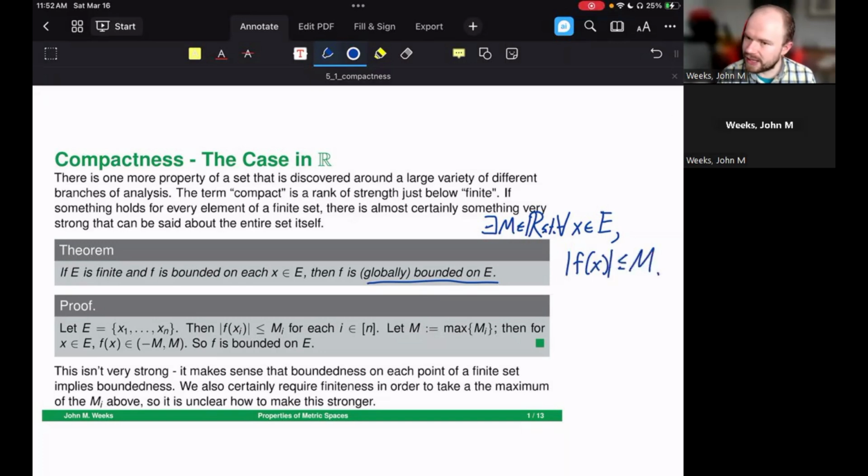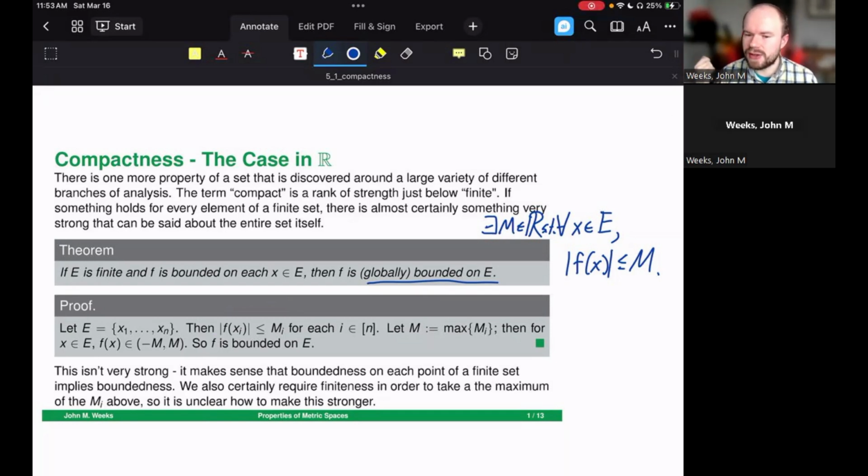This is what I mean by the sense of globally bounded. It's saying that the function has a maximum and a minimum on its entire set, kind of like how we saw with the extreme value theorem back in week 2. The proof of this is you have a finite set, so you can just put all of your elements into a finite list, and you know that each absolute value of f of x_i is less than or equal to m sub i for each individual point x, and that's because f is bounded on each individual point.